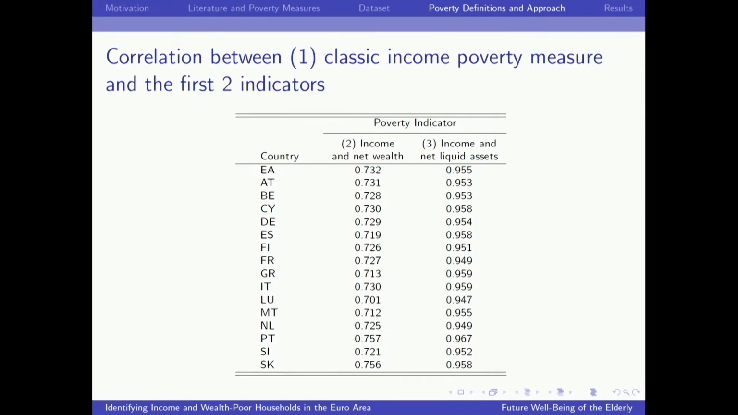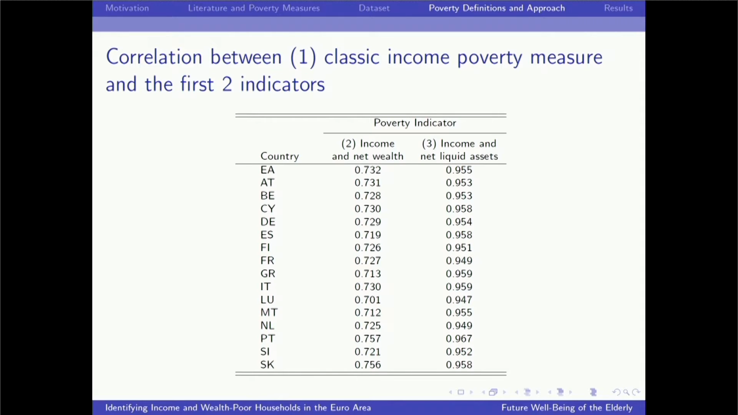I'm almost running out of time now. So here you see a correlation matrix. You see the correlation between the income poverty measure, indicator 1, and the other two indicators. So the table shows the correlation between indicator 1 and indicator 2, and the correlation between indicator 1 and indicator 3.